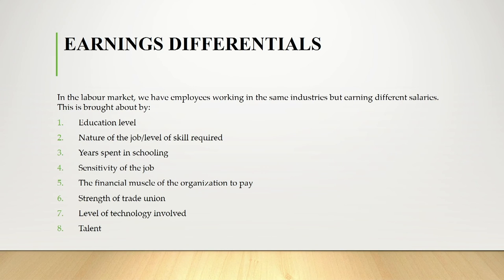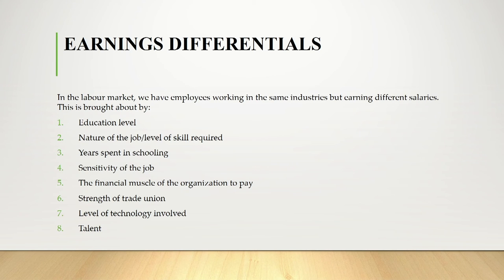Why do we earn different salaries? And if you want to earn a good salary, what are you supposed to do? For example, you find that those with higher education are likely to earn more. The nature of work, especially work which requires a lot of skill and knowledge, will be paid more. Those who have spent more years schooling, like doctors, engineers, pilots, etc., are compensated for those very many years. We also get paid better because of the sensitivity of the job; we talked about the surgeon.